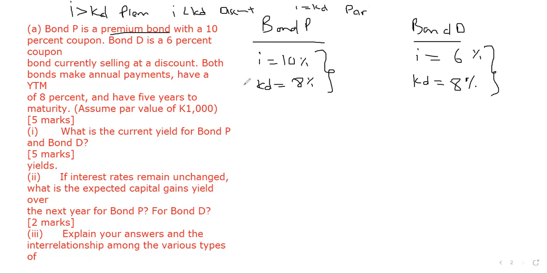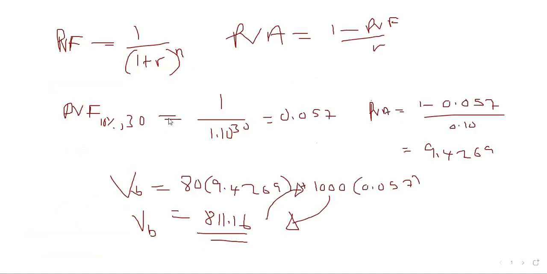Yes. All right. So we've been given a time for both bonds to be 5 years. And the face value, or the maturity value, for both bonds is what? 1,000. So we're being asked to calculate the current yield for bonds P and D. To find the current yield, first we need to find the selling price of the bond. Remember, current yield is simply the coupon value over the selling price.